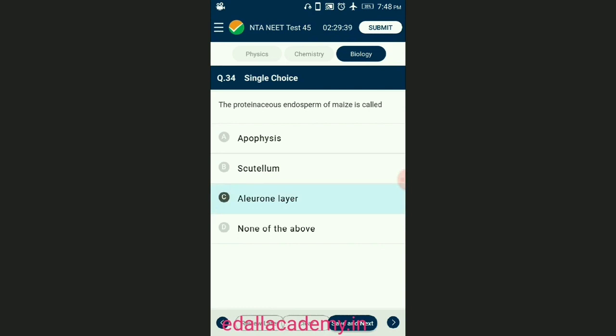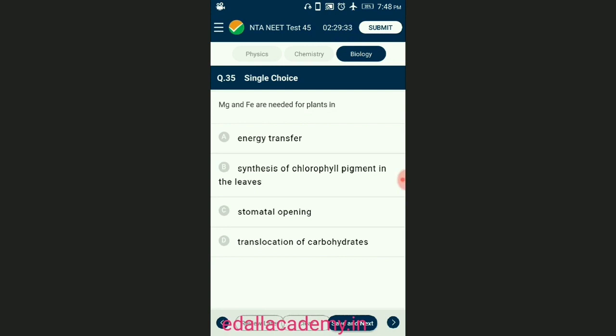Question number 35. Magnesium and Fe are needed for plants in. Magnesium is a structural component of chlorophyll. A chlorophyll molecule consists of a single magnesium atom present in the center, which is attached to four pyrrole rings. Iron is a functional component for the synthesis of chlorophyll. So the answer for this question is option B, synthesis of chlorophyll pigment in the leaves.